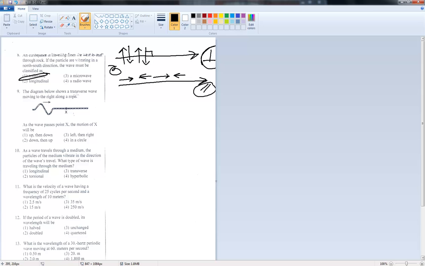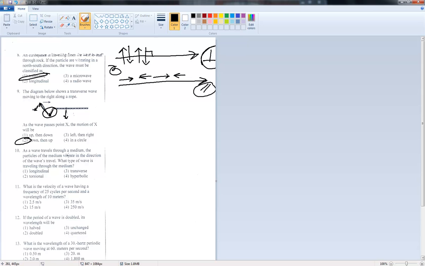So the diagram below shows a transverse wave moving to the right along a rope. As the wave passes point X, the motion of X will be, all right, so as this wave is moving, the first part that's going to reach X is this chunk here. As this chunk reaches X first, X is going to move down, right? It's going to move down. And then this chunk is going to reach, and then X is going to move up, and then X will move back down. So X is going to go down first, then up, then down. So it should be down and up.